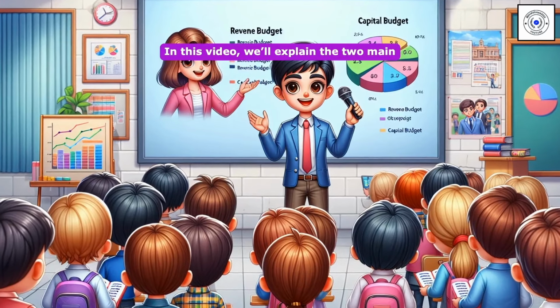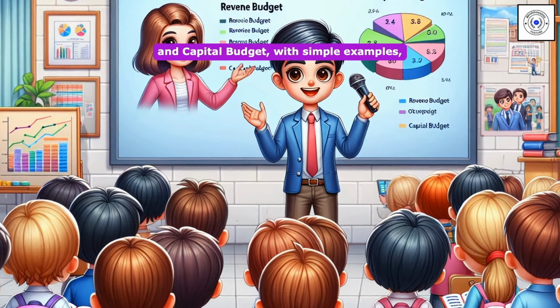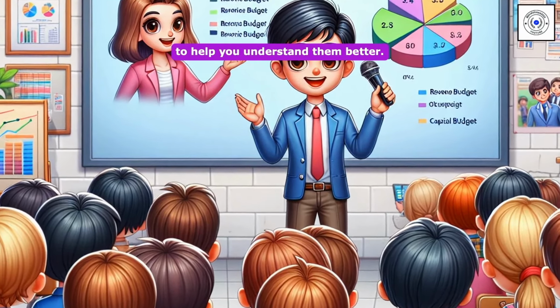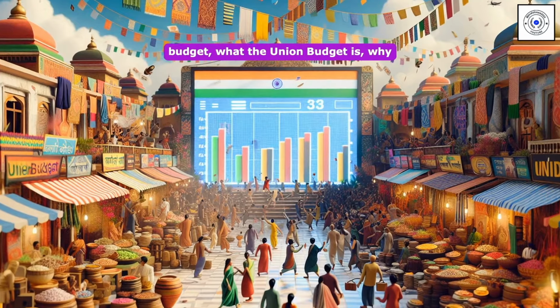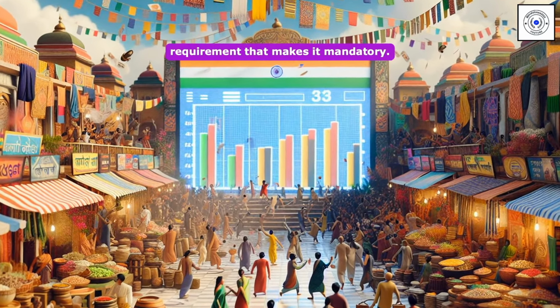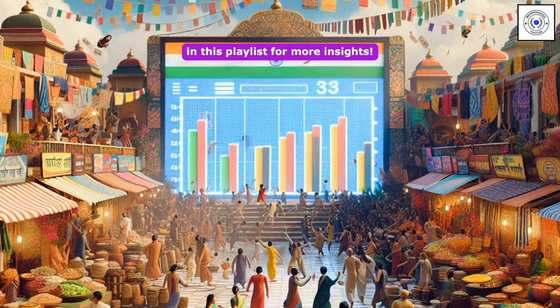In this video, we'll explain the two main parts of the Union Budget, Revenue Budget and Capital Budget, with simple examples to help you understand them better. We've already covered India's first budget, what the Union Budget is, why it matters, and the constitutional requirement that makes it mandatory. Be sure to explore the other videos in this playlist for more insights.